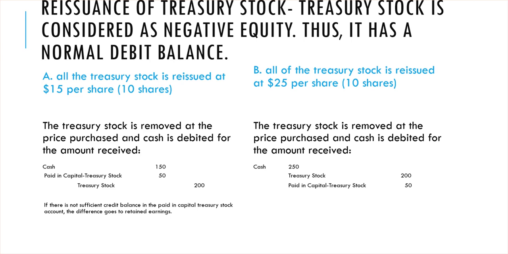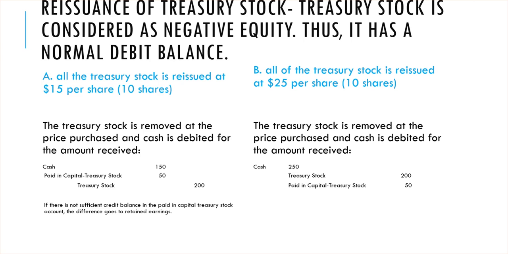Under B, we're a little wiser because now of the $200 that we paid, we are sending it out and getting $250. Okay, so 250 is the better transaction, really, in terms of cash flow. We still cannot call it a gain. In this transaction, we are going to call it paid in capital treasury stock. This time, we don't really have to worry about what our balance is in the paid in capital treasury stock because we're doing a credit. We are increasing the balance.